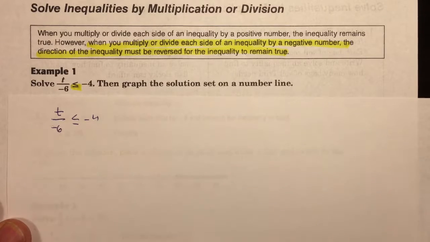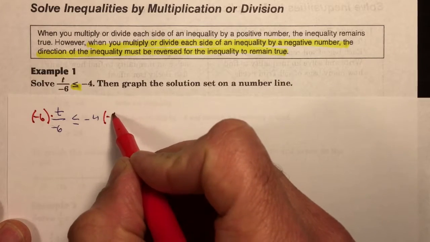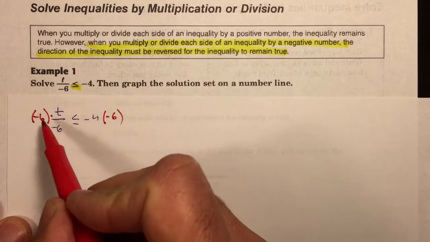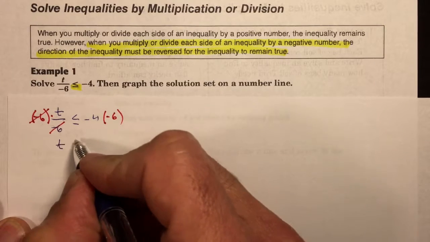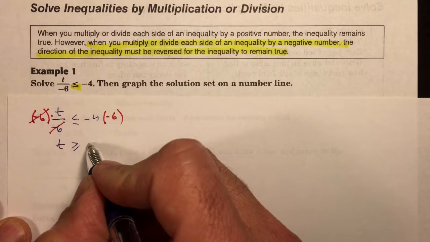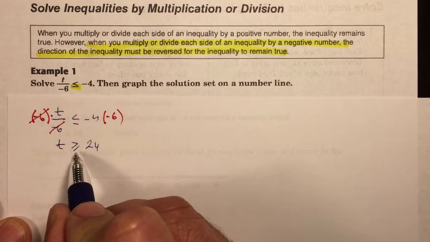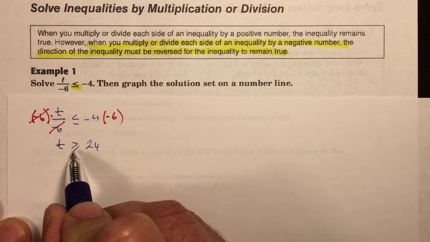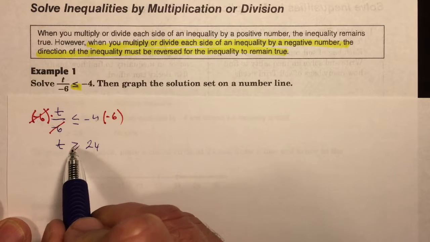So in order to get rid of the negative 6, I'm going to multiply both sides by negative 6. I'm multiplying here by negative 6. Okay? And this is for the purpose of eliminating this 6 when you divide. And then you have t greater than or equal to negative 4 times negative 6, which is positive 24. You see that since I multiplied by a negative number, now I reverse the inequality to the other side. So my solution is t greater than or equal to 24.